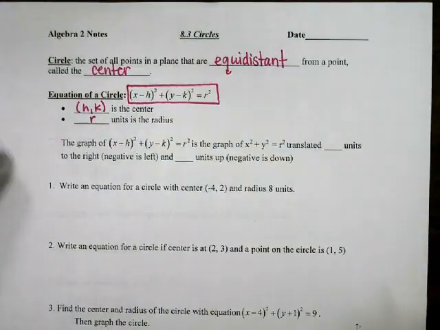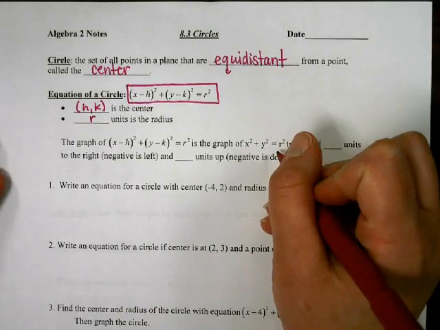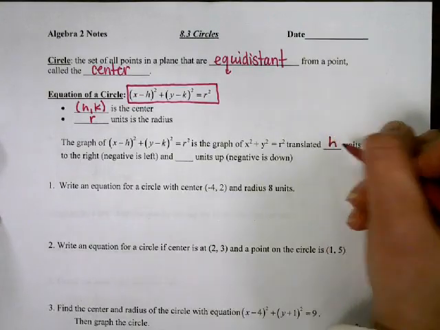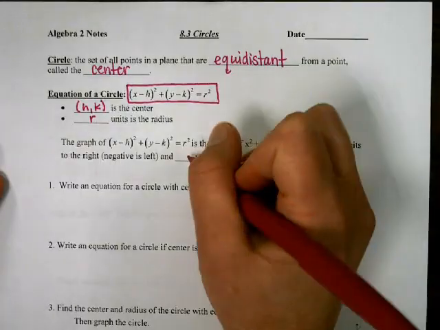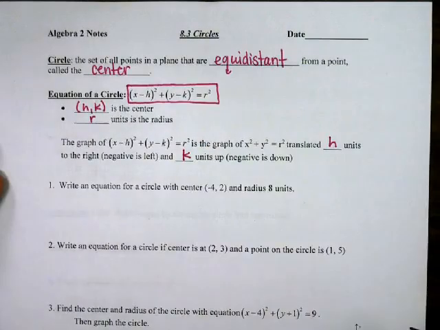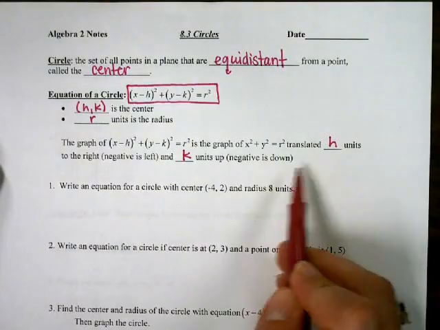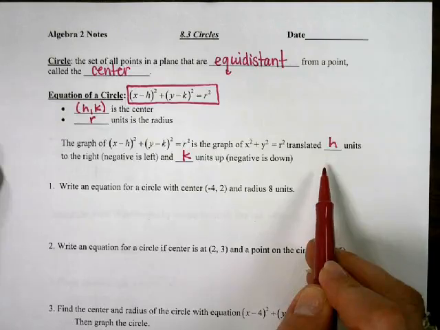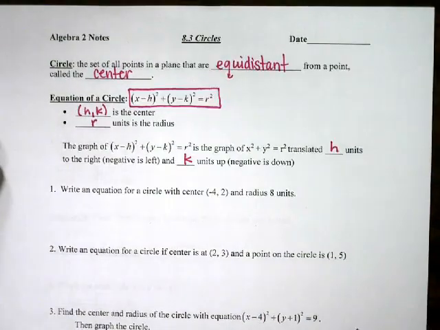The graph of (x - h)² + (y - k)² = r² is the graph of x² + y² = r², translated h units to the right, or left if it's negative, and k units up or down if it's negative. So h and k just move my graph. h moves my graph left and right from the origin. k moves my graph up and down from the origin.